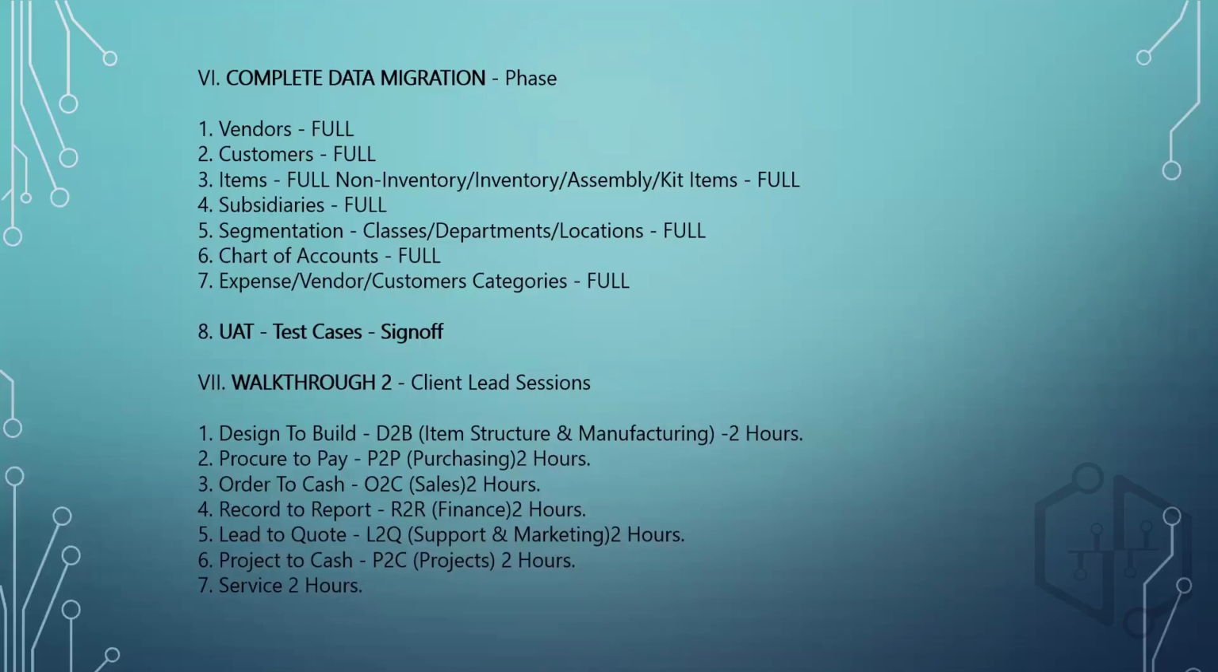And as part of the UAT test cases, you have to provide every step, right from click on transactions, go to purchase, go to procurement, go to purchase orders, click on new, enter the vendor, select the vendor, select the item, put in the amount. All these things are part of the UAT test cases. So you have to document each and every step that happens as part of this UAT.